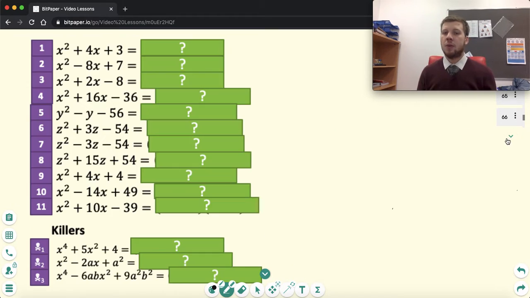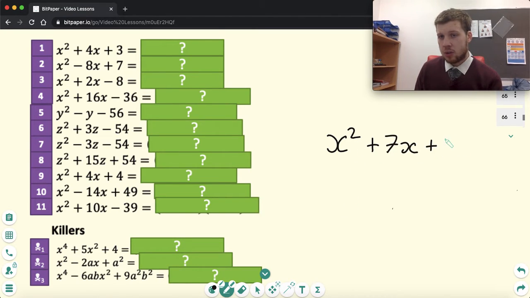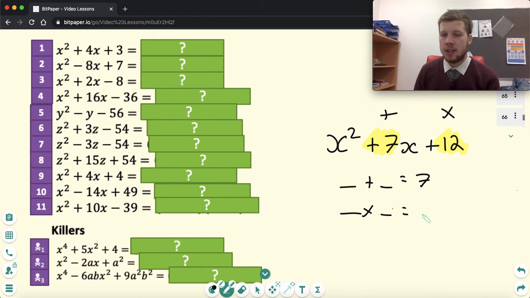Now, this is something we've done previously, and we've done it quite a lot. So what I'm going to do is just write down a quadratic. This is going to be my example that I'd like you to write down. x squared plus 7x plus 12. And we're going to look at how we factorise this. So, in order to factorise this, I'm going to look at my coefficient of x and my constant term. And I'm going to tell you that we need two numbers that add together to make 7, and multiply together to make 12. So they add to make 7, and they multiply to make 12.